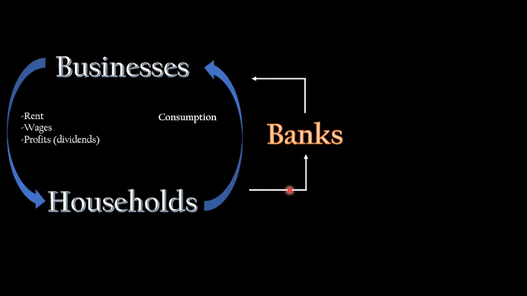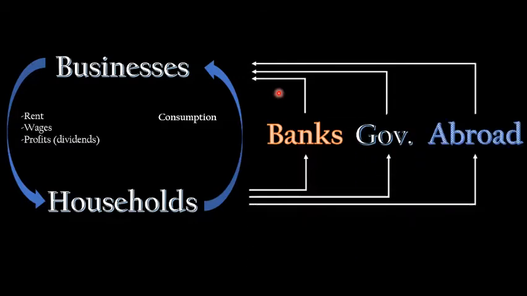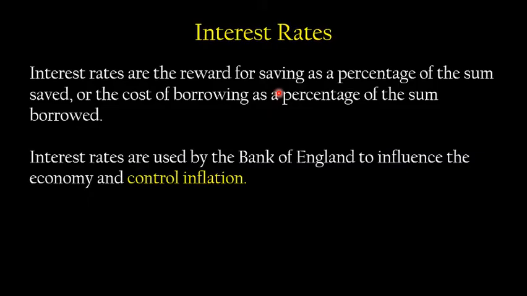So when people save money, that's a flow of money out of the economy from businesses and households into bank accounts, where businesses and households earn interest for saving money. So that's a flow of money out of the economy. Money can flow back in, of course, when banks lend money to businesses and households, and in return they charge an interest rate for the service of lending money. There's also the government and abroad, but we won't need to worry about those for now.